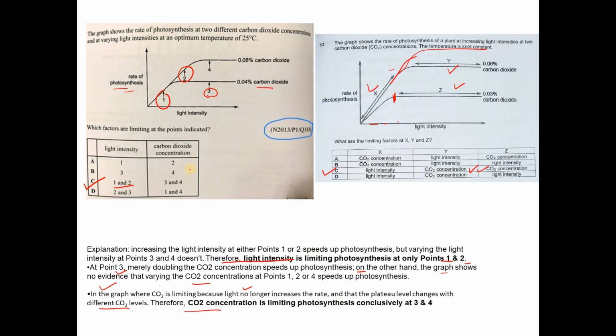So basically, they are testing you on how these two factors can limit the rate of photosynthesis. So I hope these two graphs are clear for you.